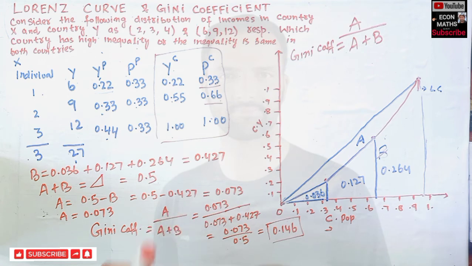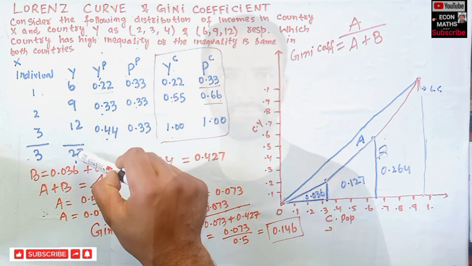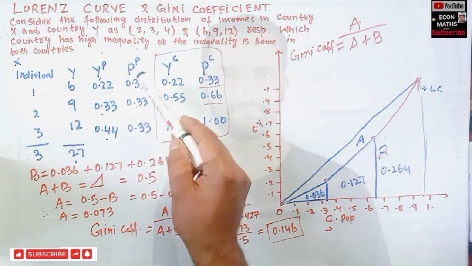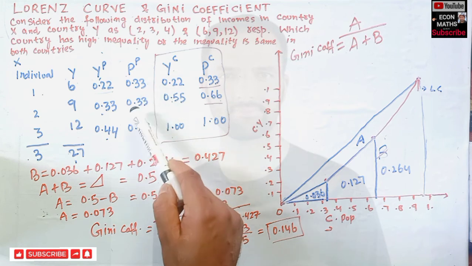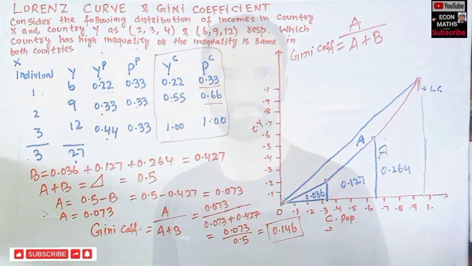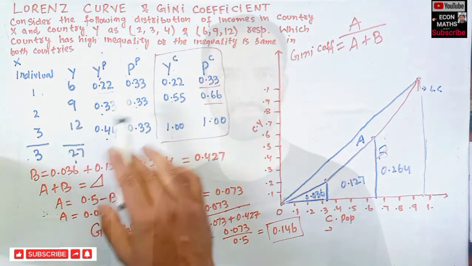Okay, now what is the proportion of income for the first individual out of total income? That would be equal to 6 upon the total income, and it will come out to be 0.22. Similarly, 9 divided by 27 also comes out to be 0.33, and 12 upon 27 comes out to be 0.44. Since we have three individuals, the proportion of population of each individual would be 0.33. So first individual contributes 33%, second also 33, last also 33. Okay, so I am just rounding up. It should come out to be 100%, because the numbers are such that we cannot terminate their decimal expansions. So I assume the total population is 100, and the rest will remain the same.